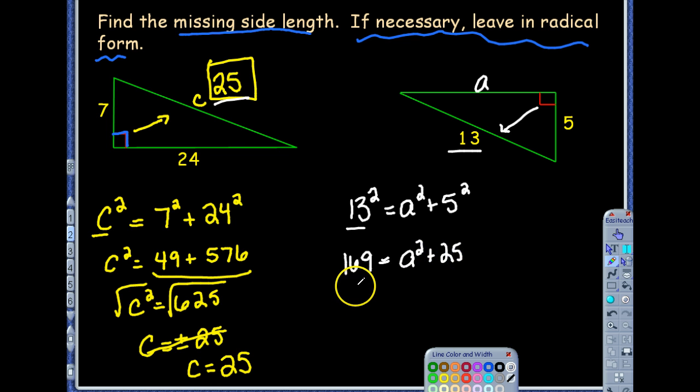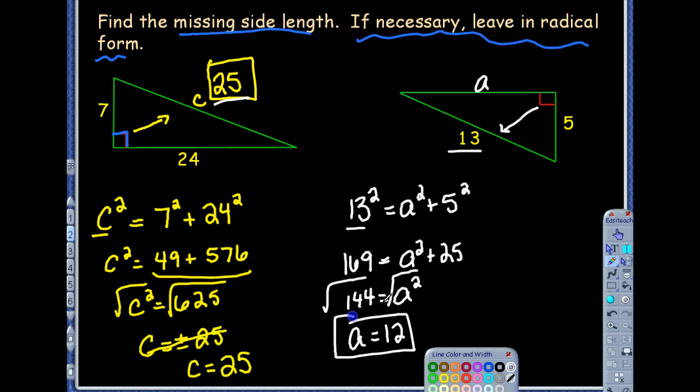So then A squared equals 144, either way. And then A equals 12. And we only want the positive amount, so that's why I have that. And we know we just need the positive because we're talking about a side length.